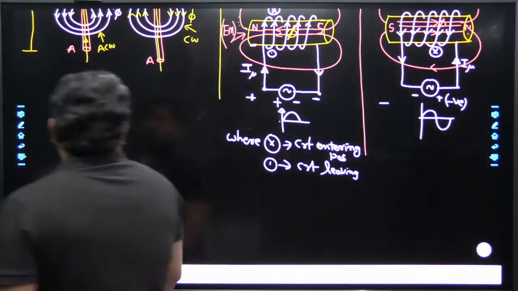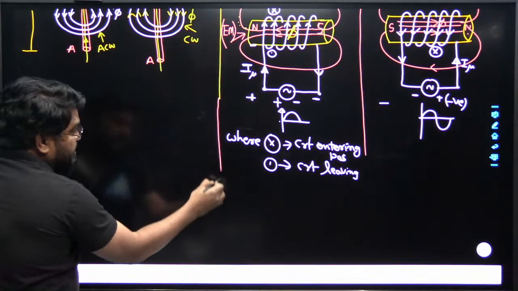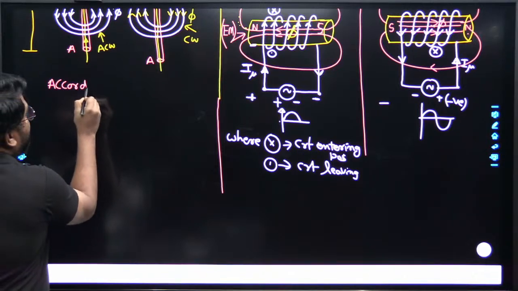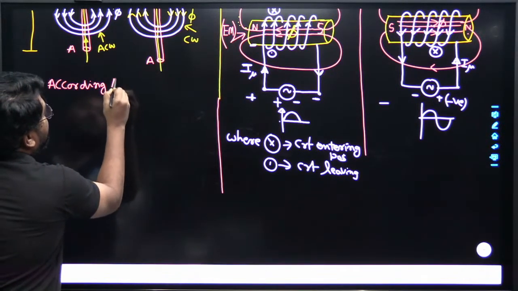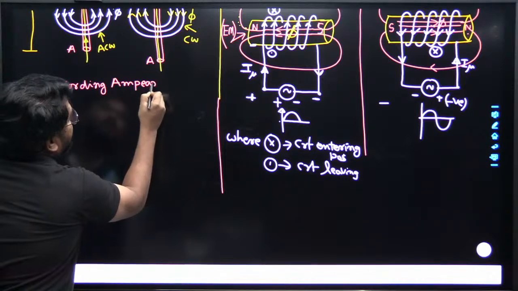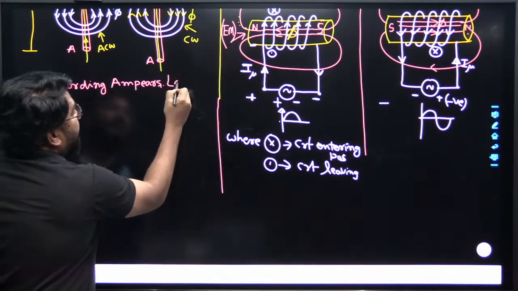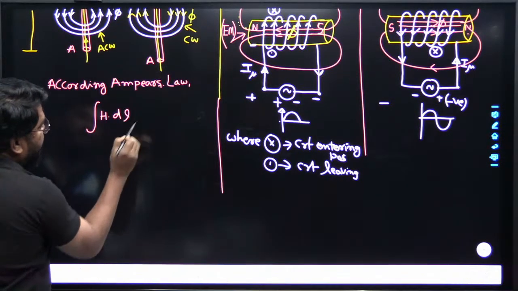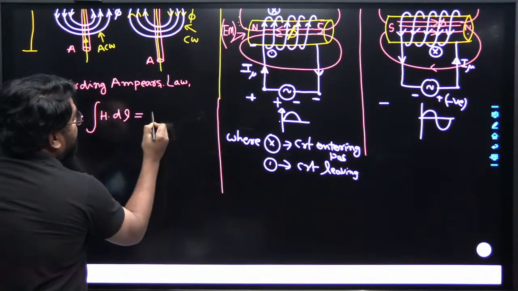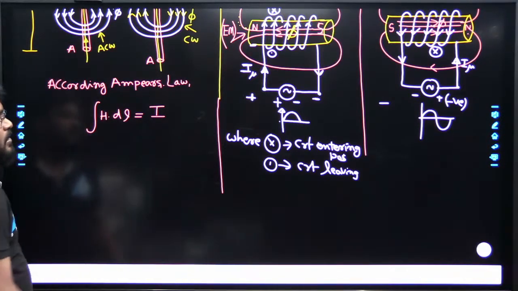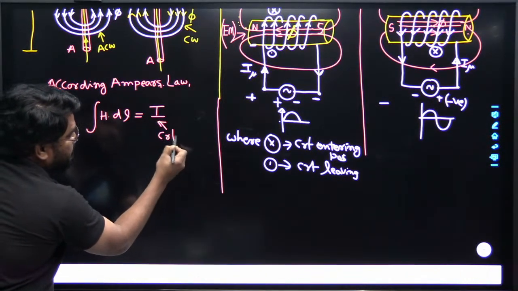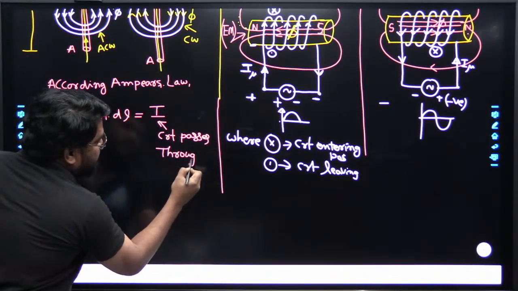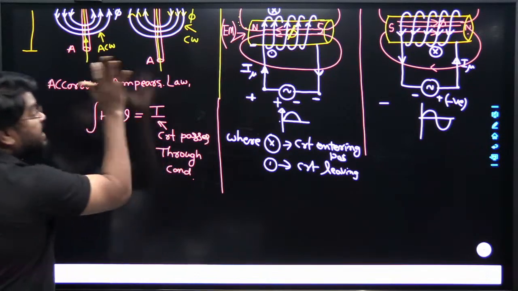Now according to Ampere's law, how do we find the magnetic field? The line integral of H dl is equal to the current that passes through the conductor. So this is the current that passes through the conductors. Okay, is that clear?